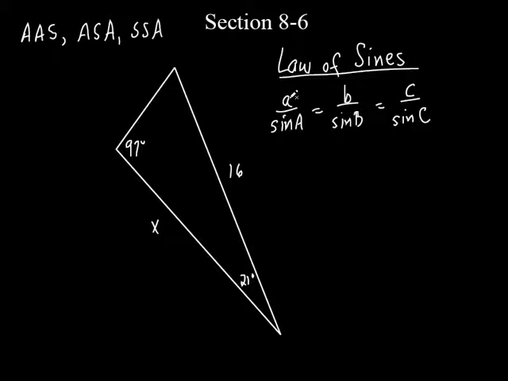Right, but I said this is a side and this is an angle. But what's the relationship between that side and that angle? They're opposite each other, okay? So this side A has to be opposite this angle A. Side A has to be opposite angle A, okay? This side B has to be opposite angle B.